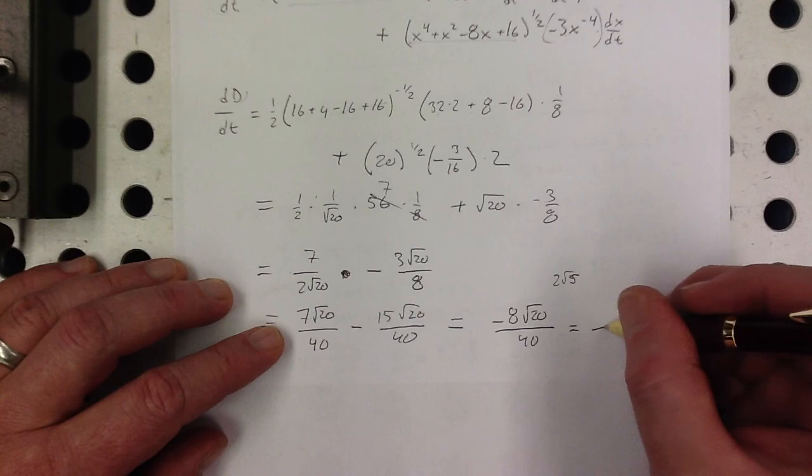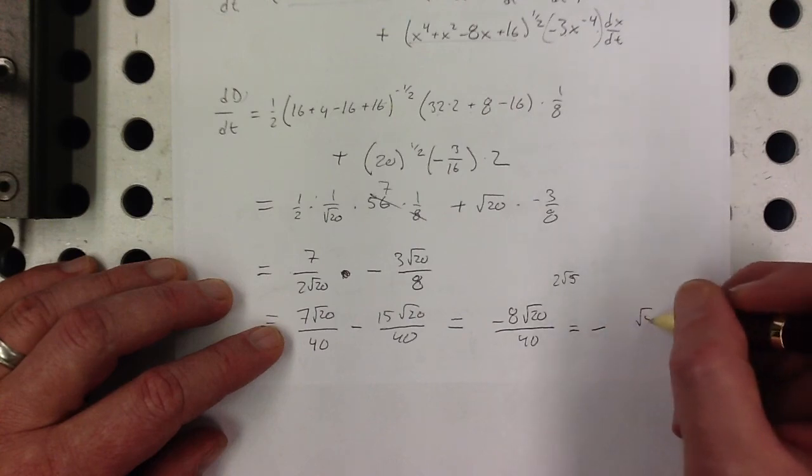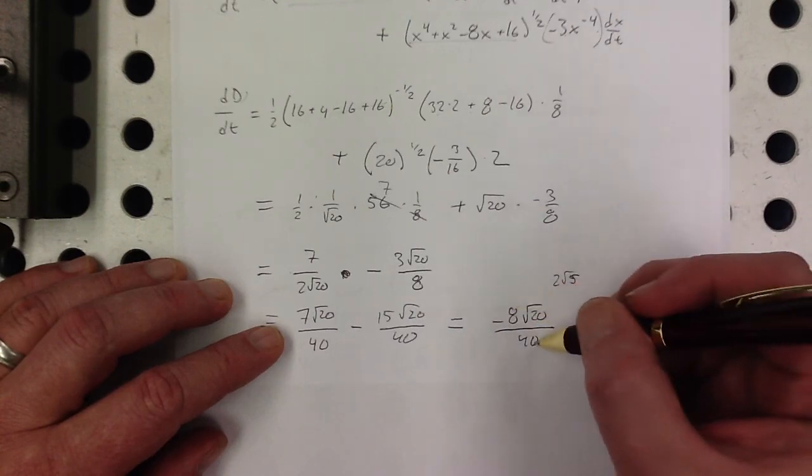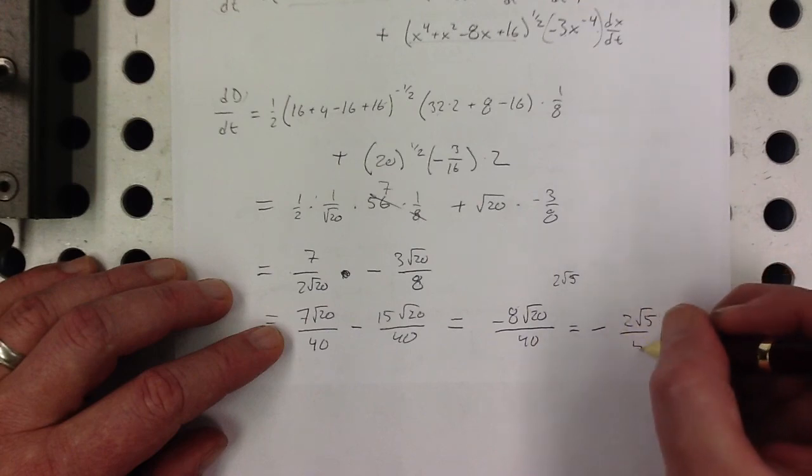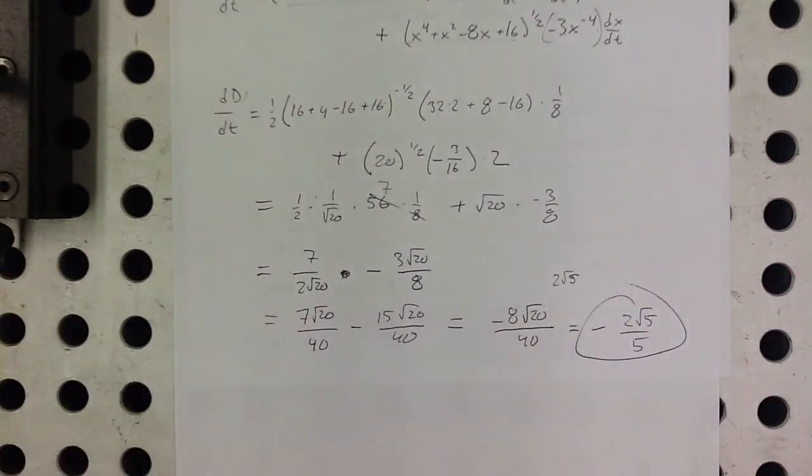So what does that give us? I've got a square root of 5, and then woo! That was fun. Kind of simplified a lot, didn't it?